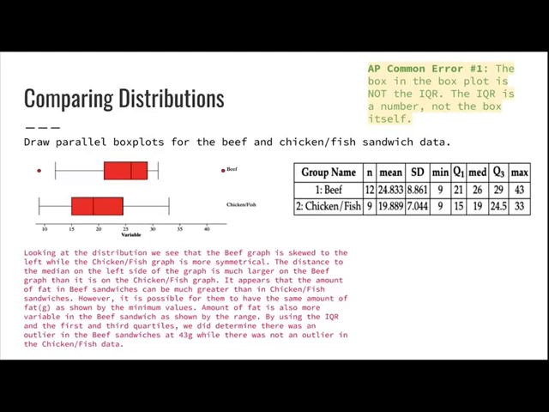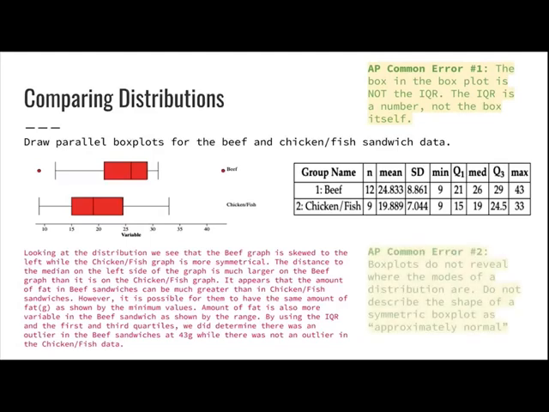Here's a common error. The box in the box plot is not the IQR. The IQR is a number, not the box itself. Another common error is that box plots do not reveal where the modes of a distribution are. Do not describe the shape of a symmetric box plot as approximately normal.